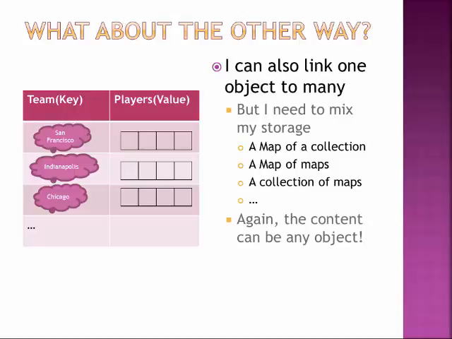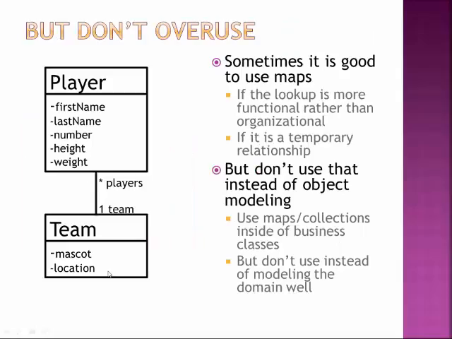So I can go through, and when I go back and say, who are the players on Chicago, I don't get a single player object back. I get back that list. I get back that array that has all the players in it, and then I treat it as such. I can loop through that list. I can iterate through that array, whatever I want to do inside of there.